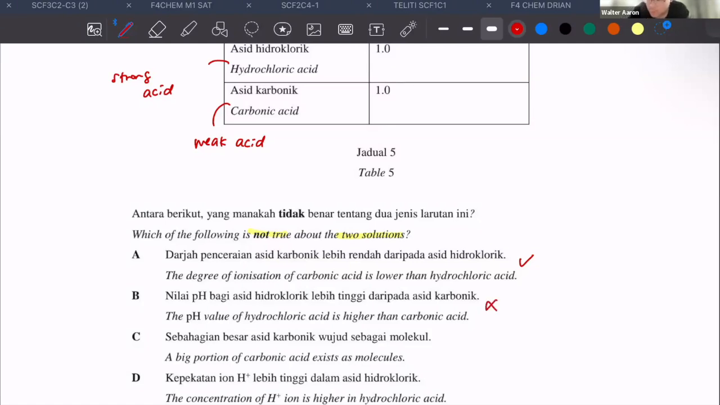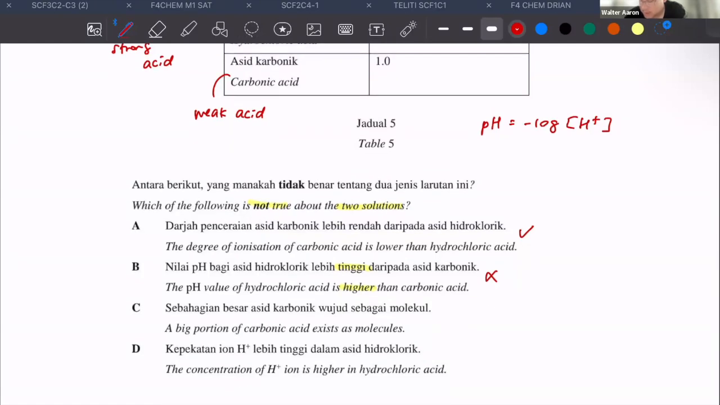pH value of hydrochloric acid is higher than carbonic acid. This is wrong. It's supposed to be lower, because the lower the pH value, the more acidic it is, and the more hydrogen ions it has. pH is the negative log of the concentration of hydrogen ions, which tells you that the higher the amount of hydrogen ions, the lower the pH value is. HCl is supposed to have a higher amount of H plus when dissolved in water compared to carbonic acid. So therefore, this is wrong.